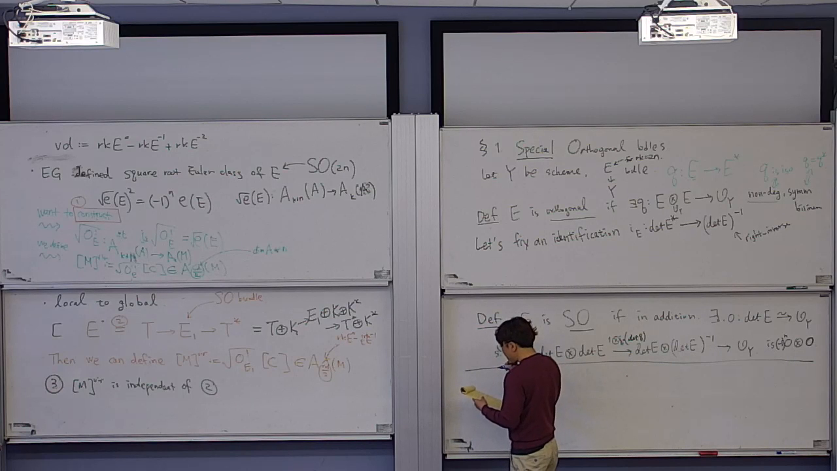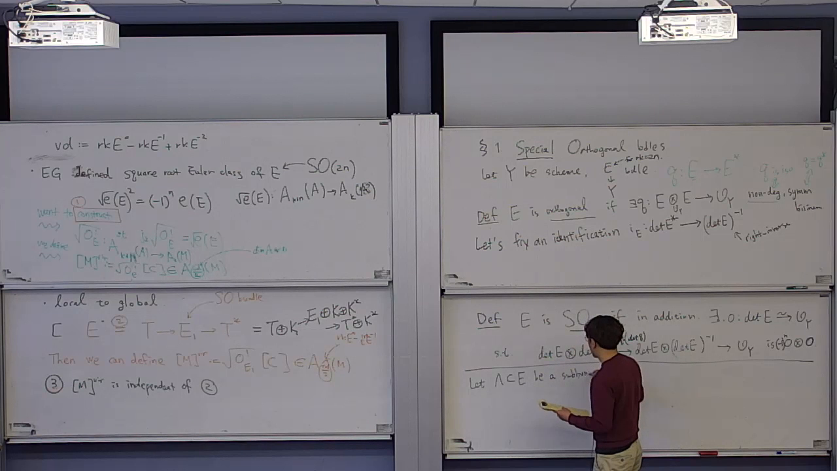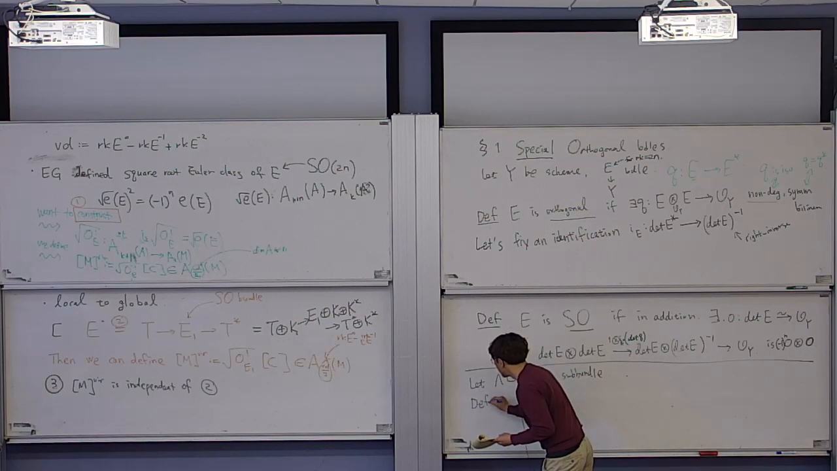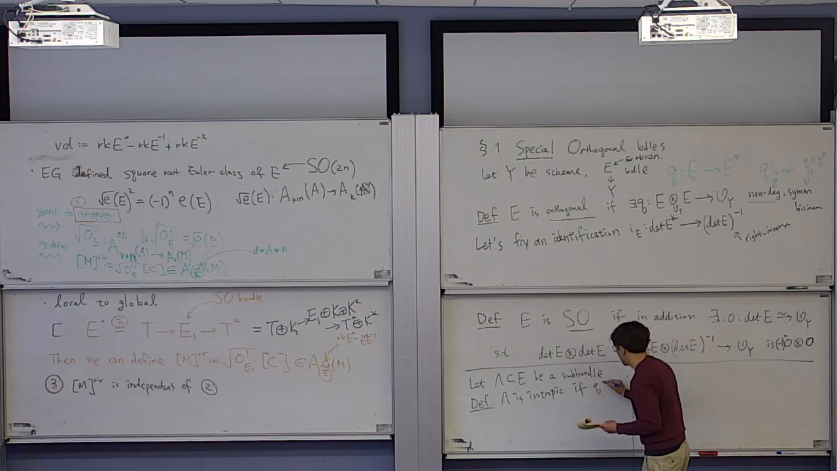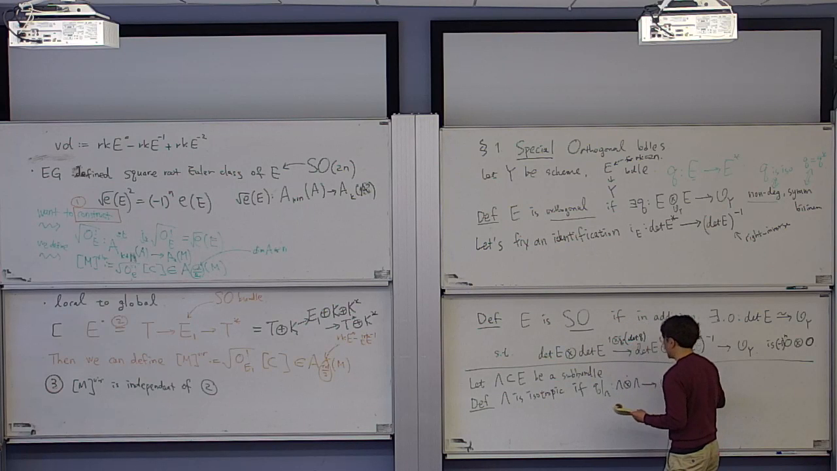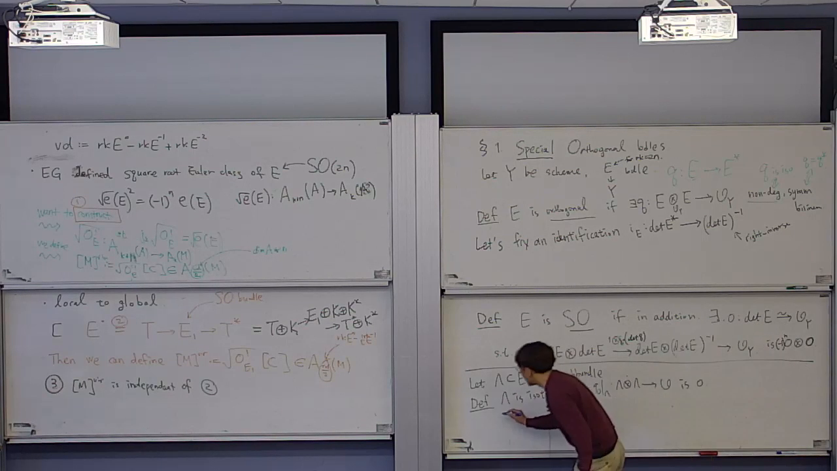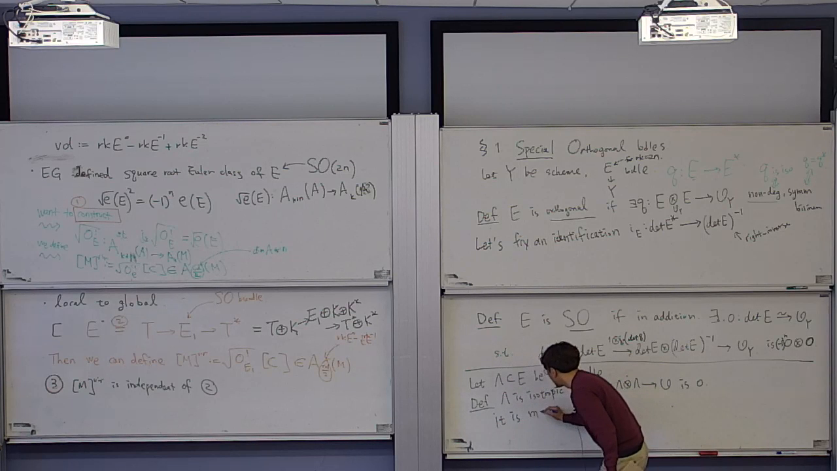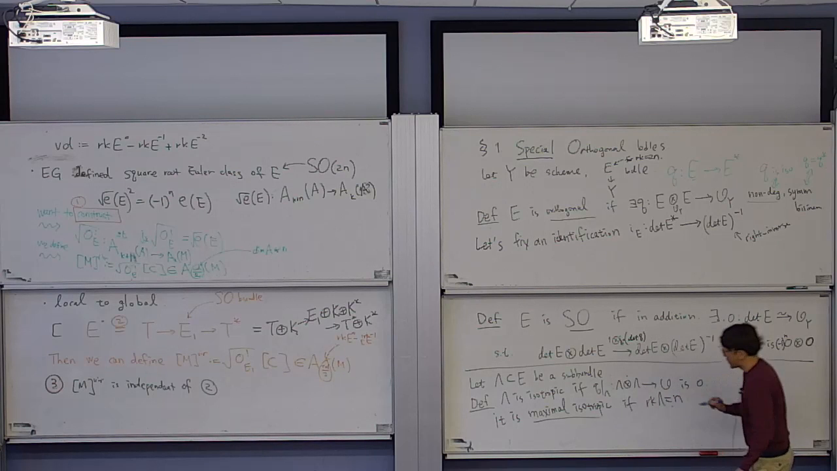Now, if lambda is a subbundle of E, then we say this subbundle is isotropic if Q restricted to lambda is trivial, and it is maximal isotropic if the rank of lambda is n.